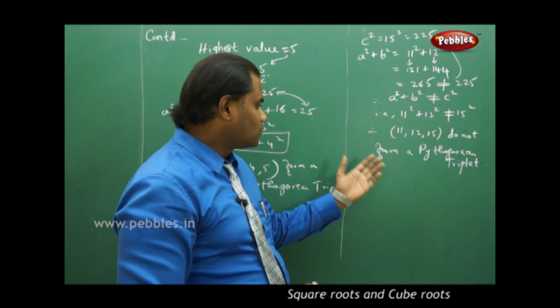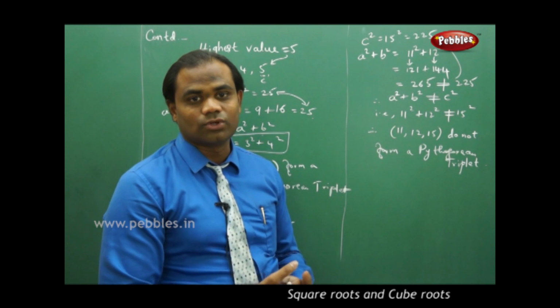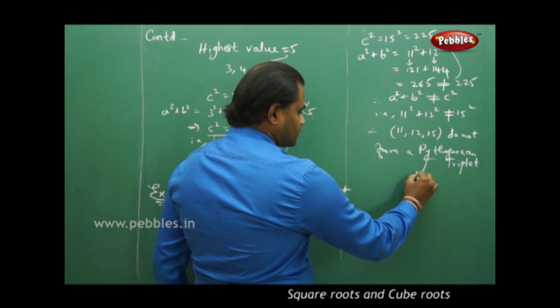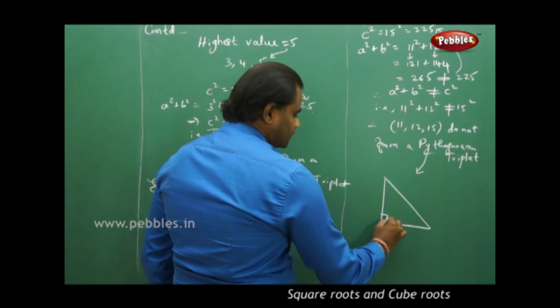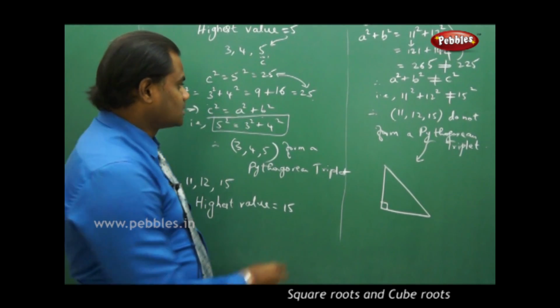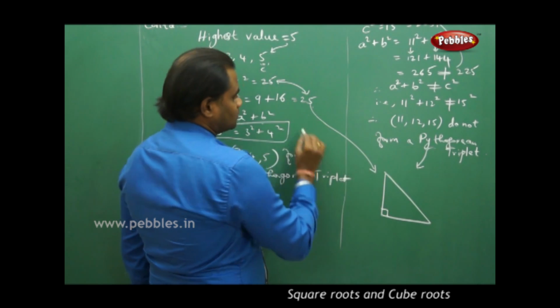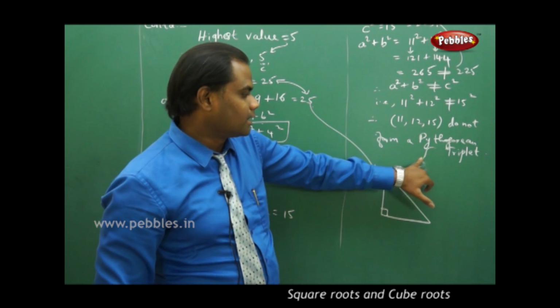Now, how do you connect this? If I take this problem, how do I connect this to the geometrical concept? It is very simple. As I know that Pythagoras theorem is very much related to the right angle triangle, I take a right angle triangle and then I take the highest side. So in this case, because it doesn't form a Pythagorean triplet, I cannot use this for a right angle triangle.